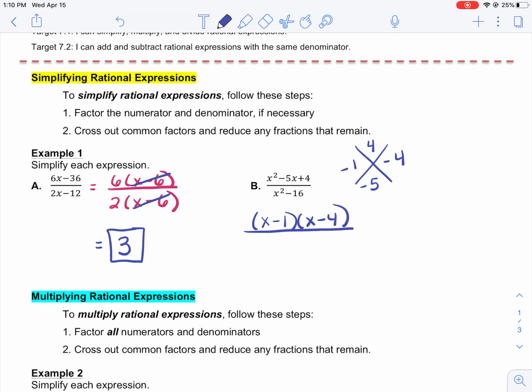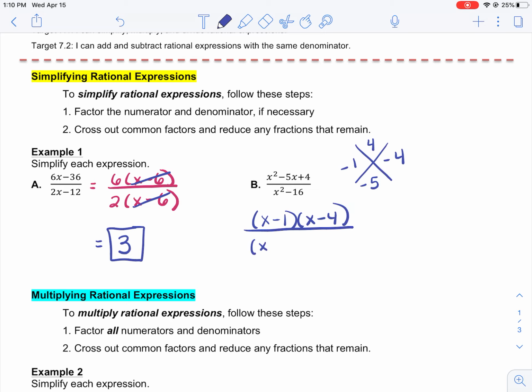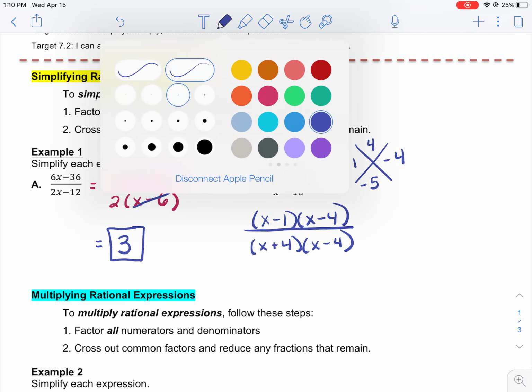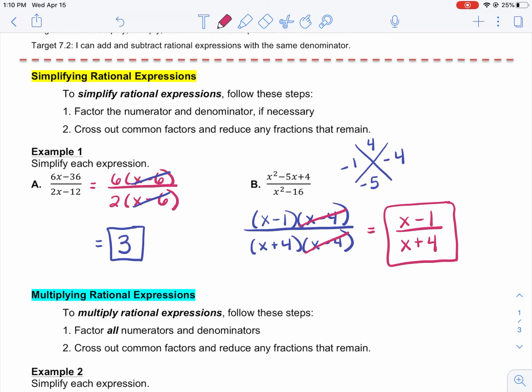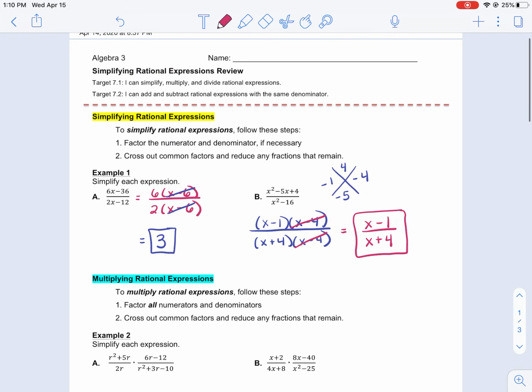And then the bottom, I want you to recognize difference of squares. x squared minus 16. If you take the square root of each of those terms, we get x plus 4 times x minus 4. Okay, and now that we have both of those in factored form, we can cross out the common factor, in this case x minus 4. And so we're left with x minus 1 on the top and x plus 4 on the bottom. Okay, and that's how we simplify rationals.